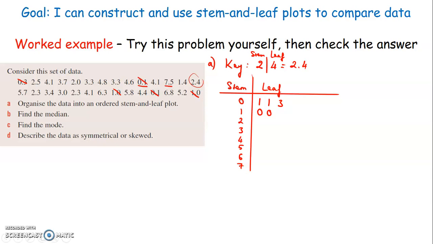Now I'm going to show you the answer because I don't want to waste your time. It will take a bit of time for us to finish the stem and leaf plot.